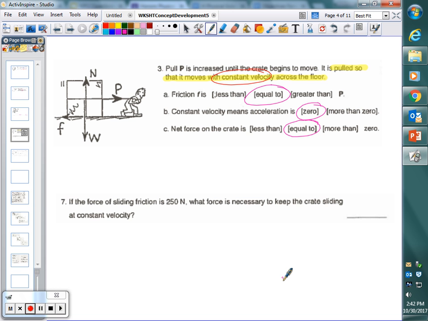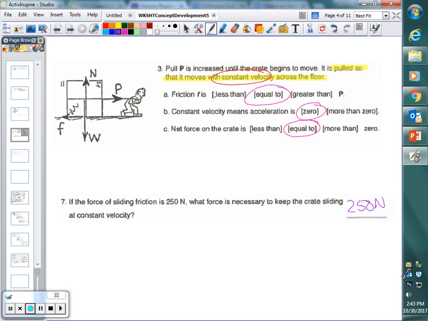All right. Question number 7, down at the bottom. If the force of sliding friction, so the frictional force that's acting on this crate as it slides across the floor, is 250 newtons, what force is necessary to keep the crate sliding at a constant velocity? 250 newtons. Okay? All right, good there?